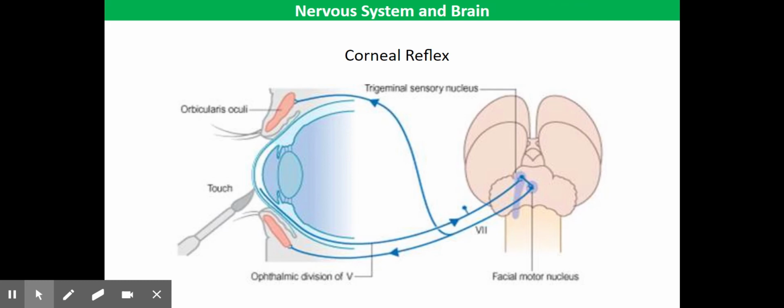This is a very short and direct pathway, so the corneal reflex is rapid. It takes about 0.1 seconds. The corneal reflex usually causes both eyes to blink, even if only one cornea is affected.